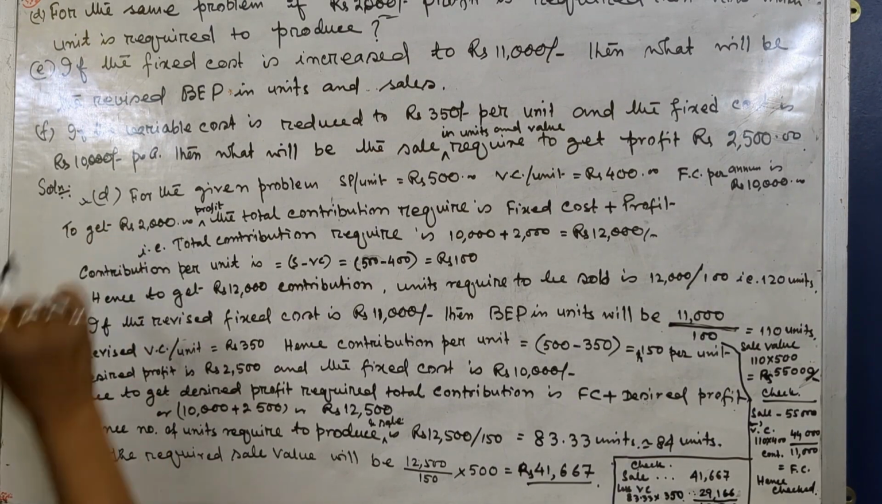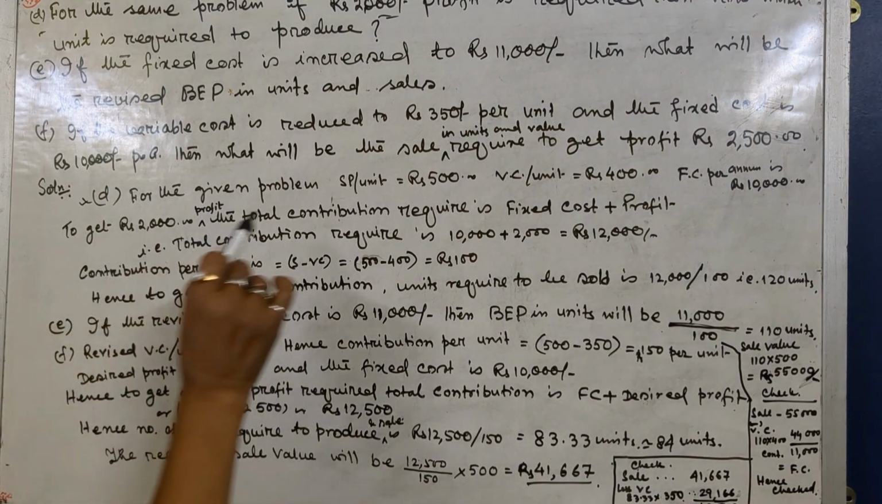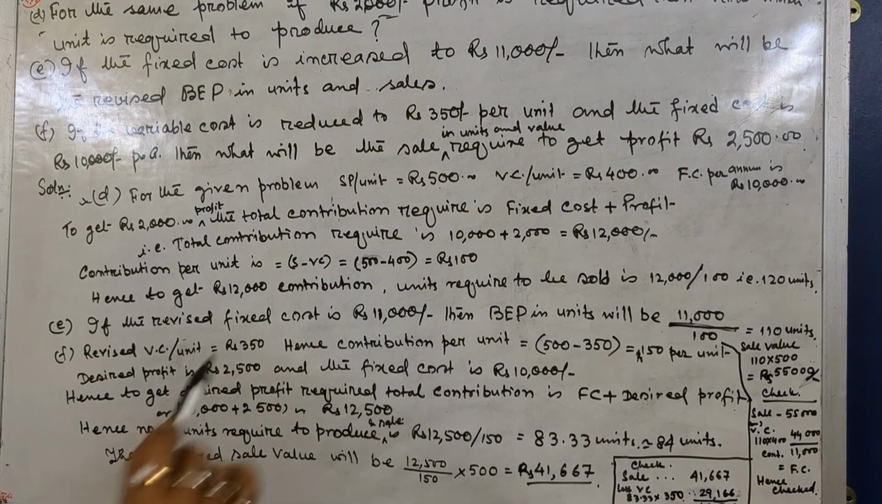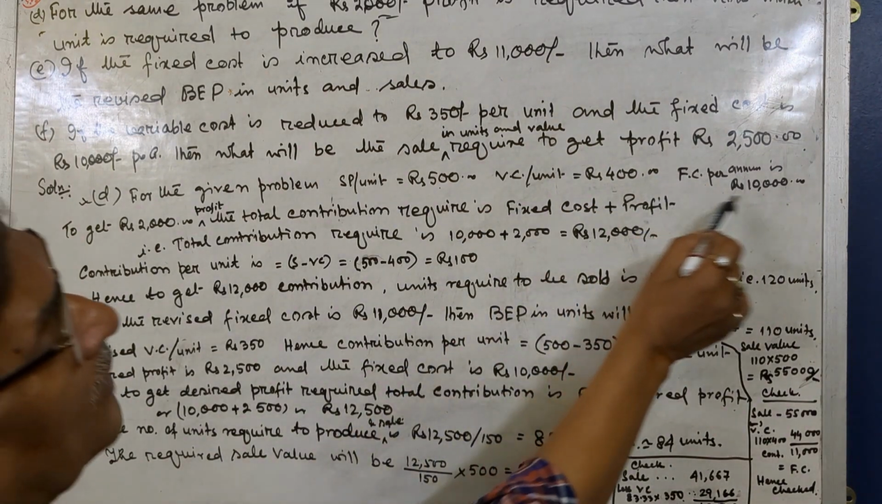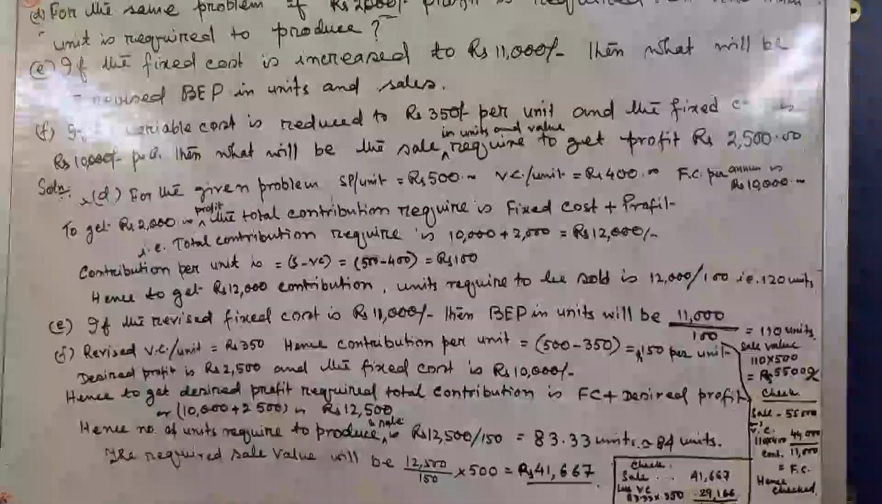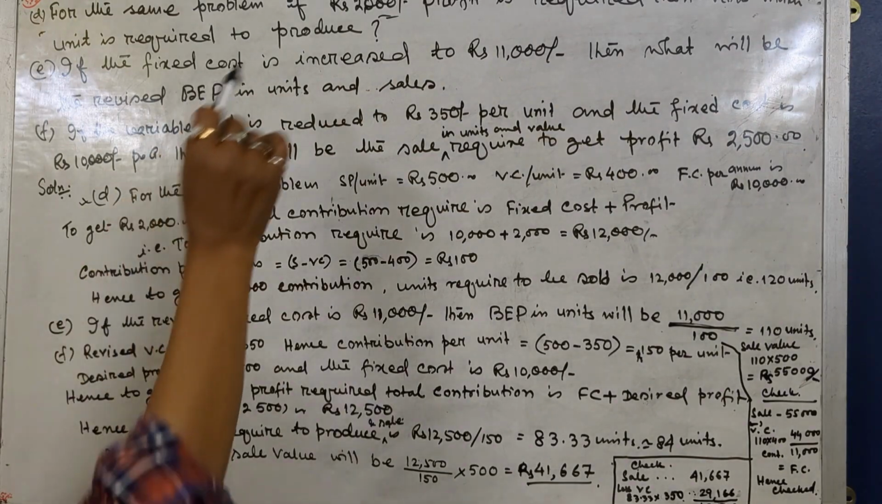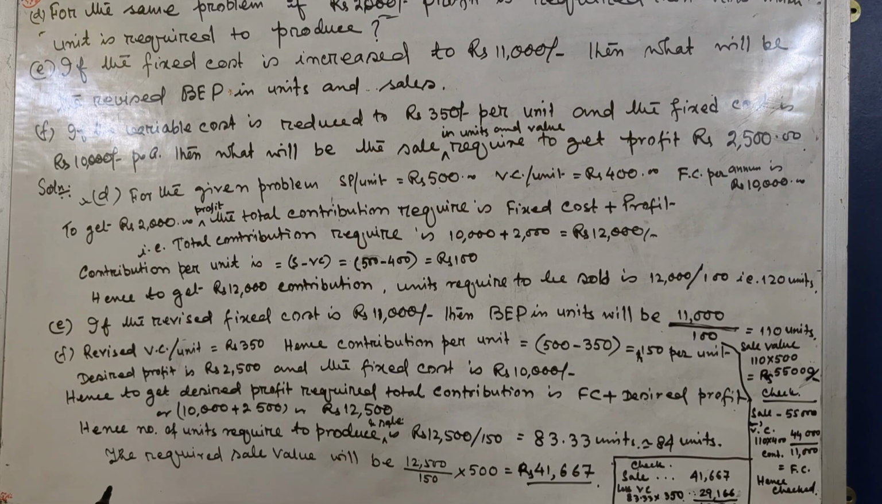Now, first I am going to solve part D. For the given problem, the selling price per unit is rupees 500. Variable cost per unit is rupees 400. Fixed cost per annum is rupees 10,000. In this problem, it is asked, if you need a profit of rupees 2,000, then how many units do you need to produce and sell?